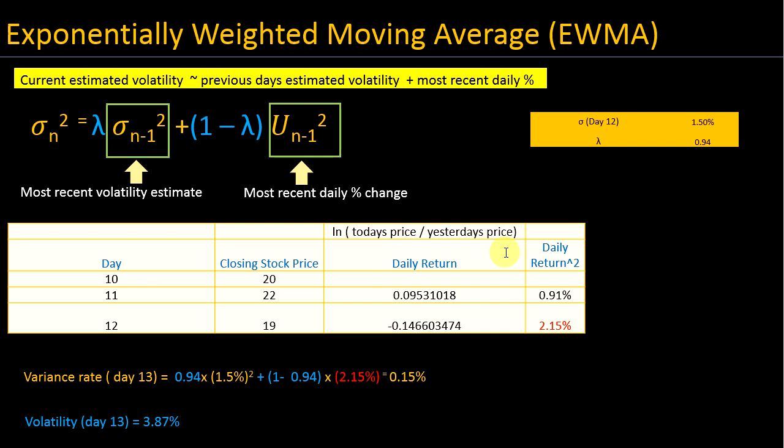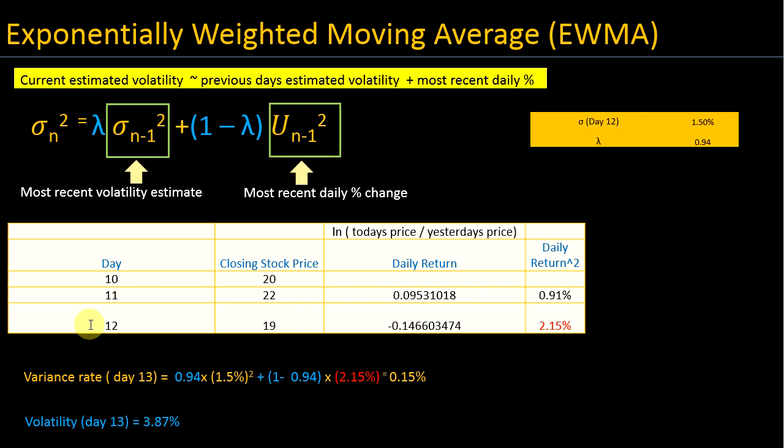In other words, we are assuming the price changes are continuous. So these are the daily squared returns. You can see that from day 10 to day 11 the squared return is 0.9%, and then from day 11 to day 12 the squared return is 2.15%.